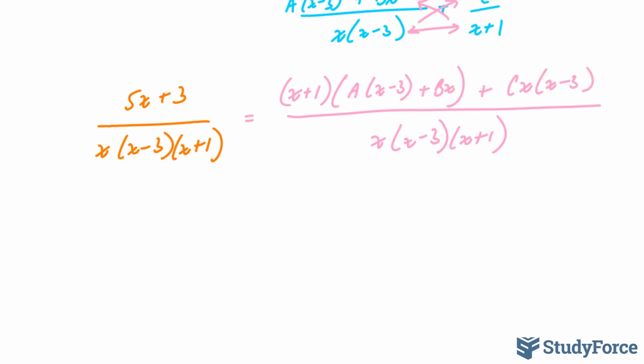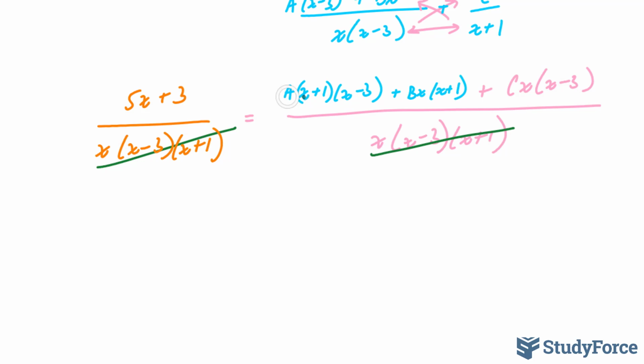Now that you have your equation set up this way, you could expand this a little bit. And if you do that, you'll end up with the following, where you have x plus 1 times A bracket x minus 3 plus x plus 1 times Bx. So let's rewrite that. If you've done it correctly, it should look like this. Now, since the denominators are the same, we can disregard them when it comes to solving for A, B, and C. So we have 5x plus 3 is equal to this.